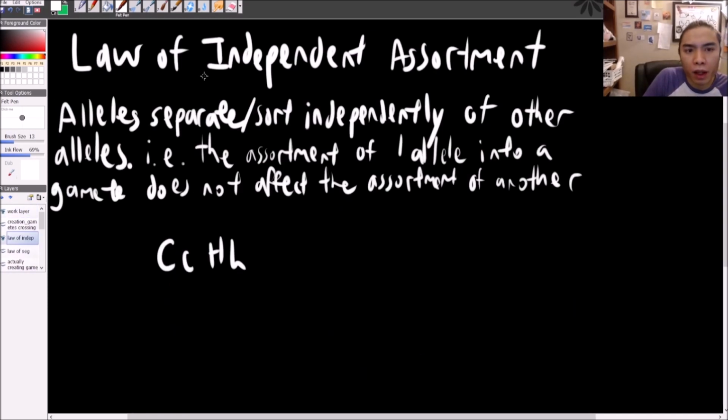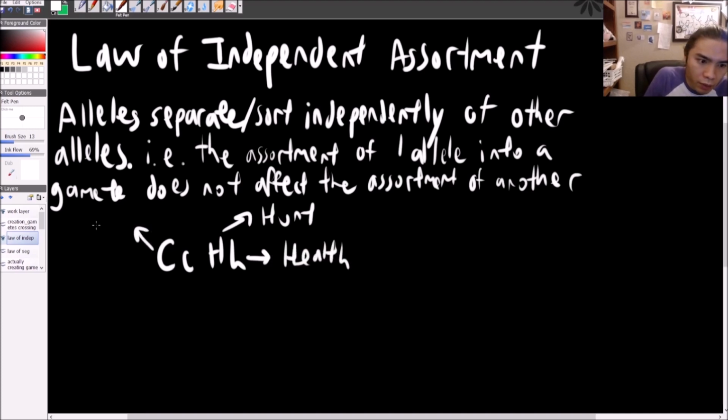Second law is the law of independent assortment. Alleles separate and sort independently of other alleles, i.e., the assortment of one allele into a gamete does not affect the assortment of another. So let's take a look at these two traits. So the C is for cystic fibrosis and the H is for Huntington's disease. So where the big H is disease, so Huntington's, and the little h is healthy.